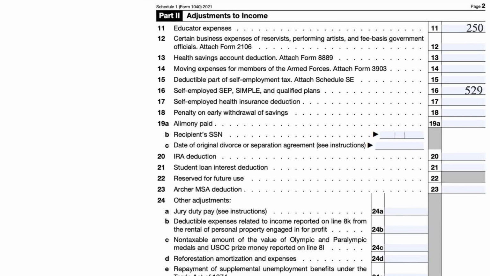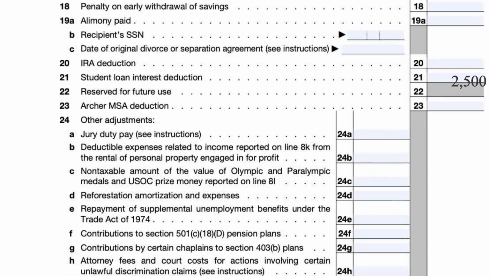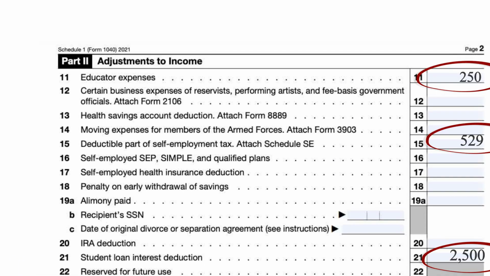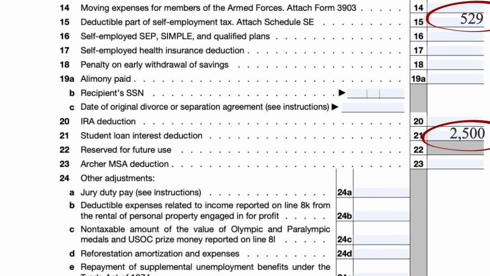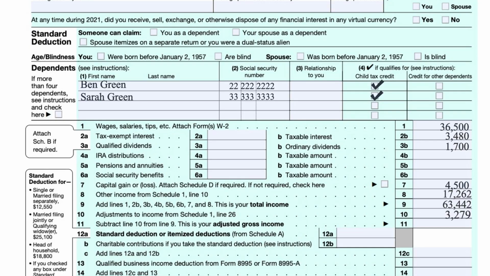Once we fill in line 21, we can move on to line 26, where we will add Emily's adjustments to gross income. So we have $250 plus $529 plus $2,500, and that equals $3,279. We're going to go back to Form 1040 and fill out line 10 with an amount of $3,279. Then, on line 11 of Form 1040, we'll subtract line 10 from line 9, and we end up with Emily's adjusted gross income.